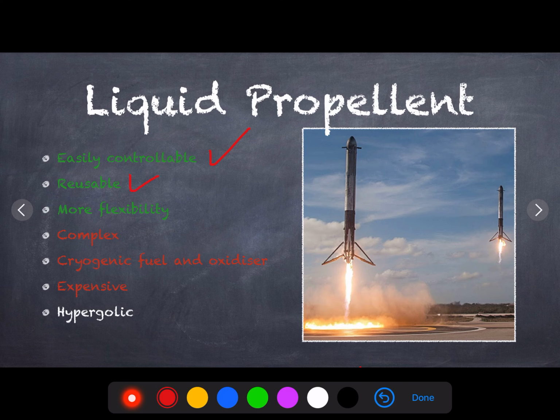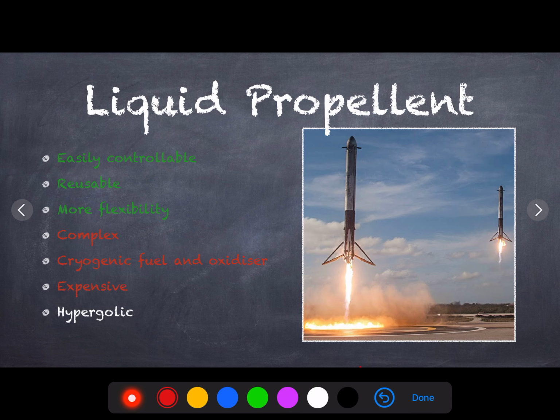Also, it is reusable. As you can see right here, these are the side boosters used on the Falcon Heavy rocket, and you can see these coming down at the same time at Kennedy Space Center, which is very nice because you can easily use them again and again, whereas this is not a possibility with solid propellant. It also is more flexible, which means you can change the fuel as easily as you want, and also change how much thrust it is outputting, which also makes it a very good device for space programs.